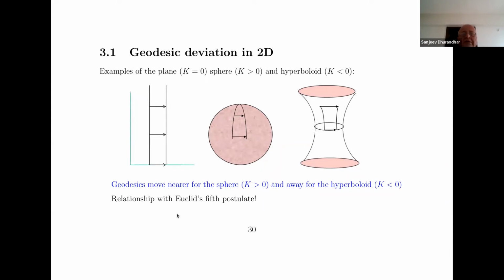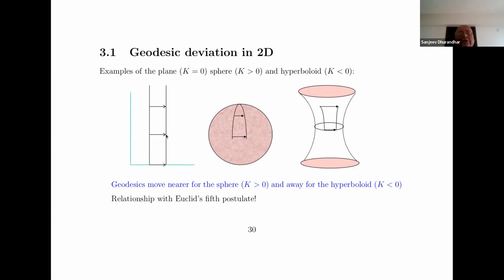And there is a relationship with Euclid's fifth postulate, which tells you that given a line and a point outside it, one and only one straight line can be drawn parallel to it. That's Euclid's fifth postulate. And what do we mean by parallel? A parallel line means that however far you extend that line, it should not intersect the original line. So that's what is parallel.